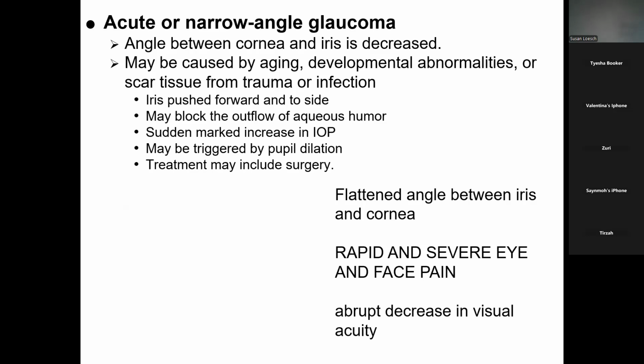Narrow angle glaucoma occurs when the angle between the cornea and the iris in the anterior chamber is decreased. With aging, the lens will enlarge and push the iris to the side and forward, and that blocks the outflow of the aqueous humor. The pupil's dilated, the iris becomes thick, and it fills up that narrow angle. That causes pressure in the eye to increase.